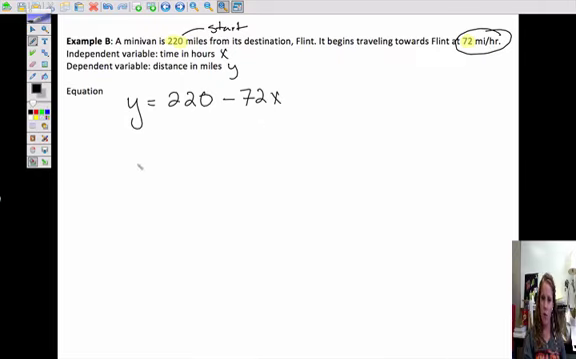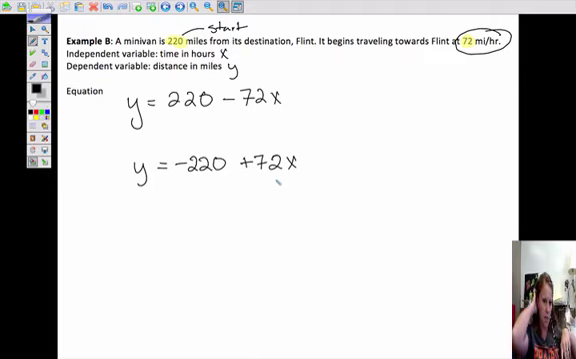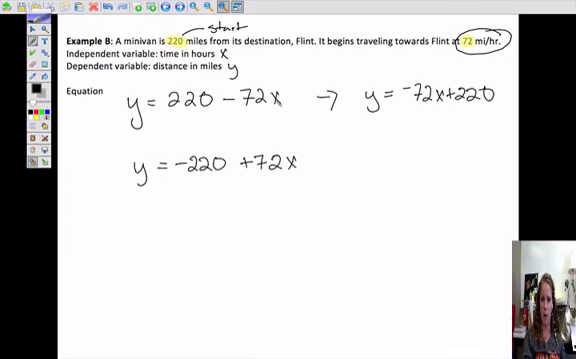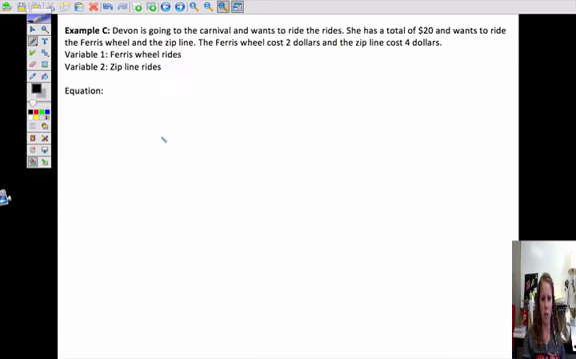Now, you could think of this as, if you wanted to, negative 220 miles plus 72. So if you're saying it's starting negative distance away and coming closer, that's the same thing, but one of these has to be positive and one of these has to be negative because we're closing the gap. And so when y is 0, that means it's arrived at Flint. And if you come from the negative or the positive, it doesn't really matter. This one just makes more sense to me, and of course, best math practice would say we write that as y equals negative 72x plus 220. And again, if you wanted to use different variables, that's fine as well.